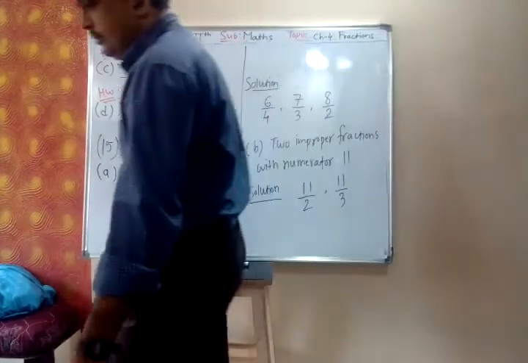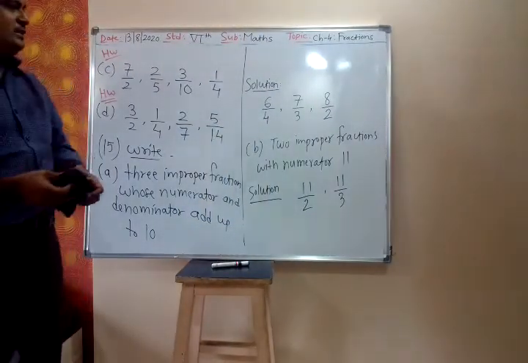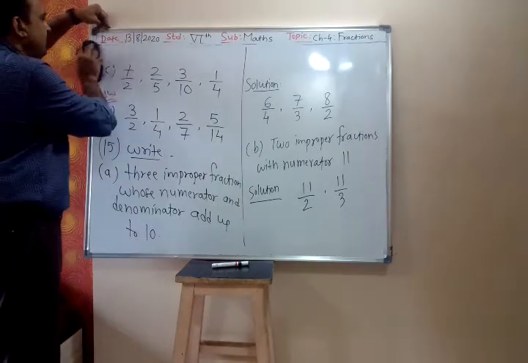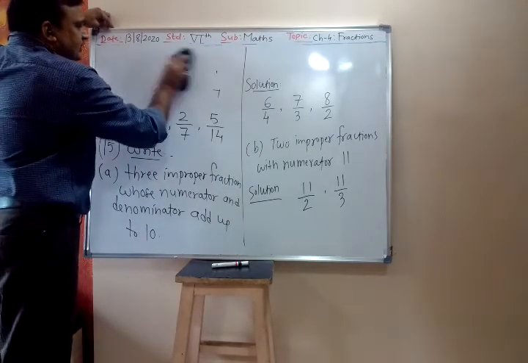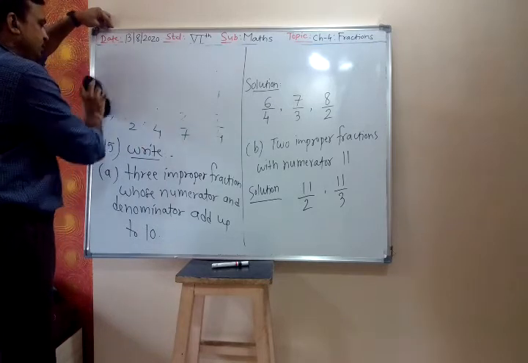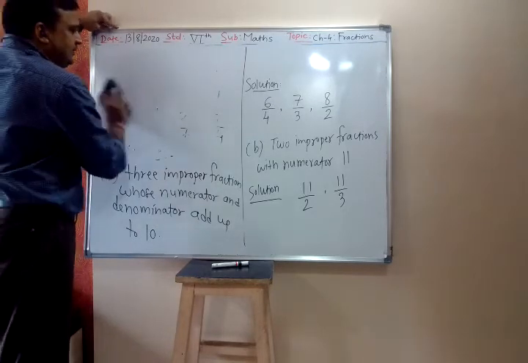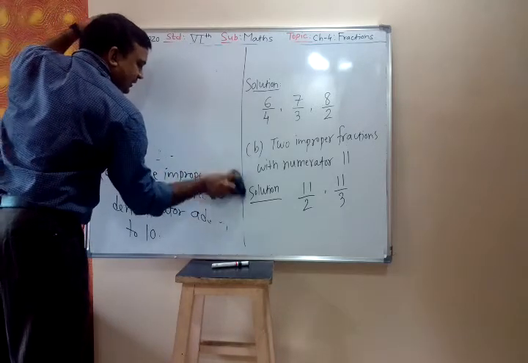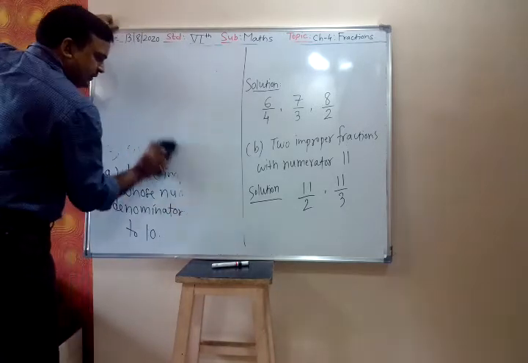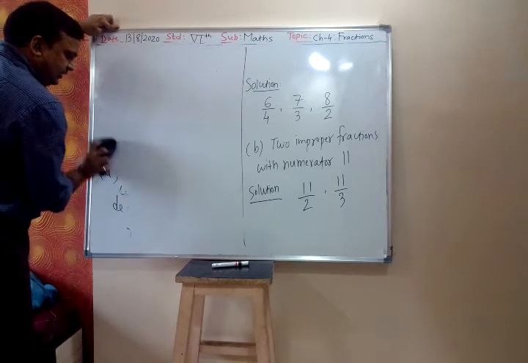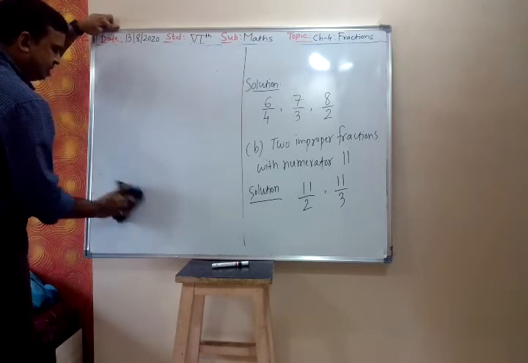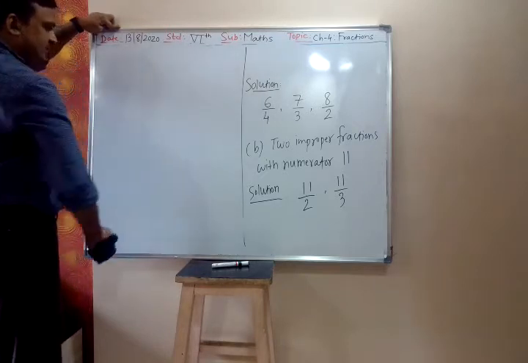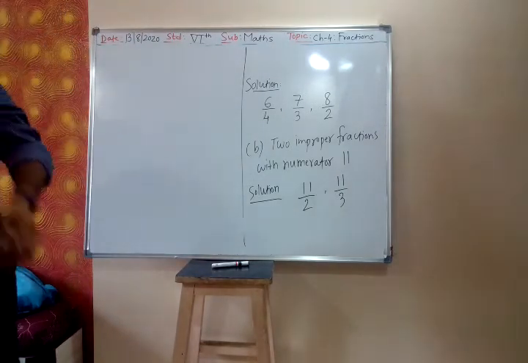You have to write in the notebook, because I am writing on the blackboard. Both conditions must be satisfied. The fraction must be improper. Improper means numerator is bigger than denominator, and numerator must be 11. Now do the third one.